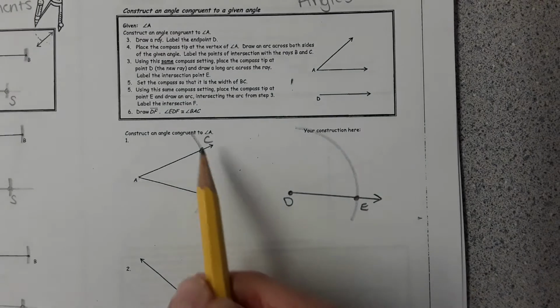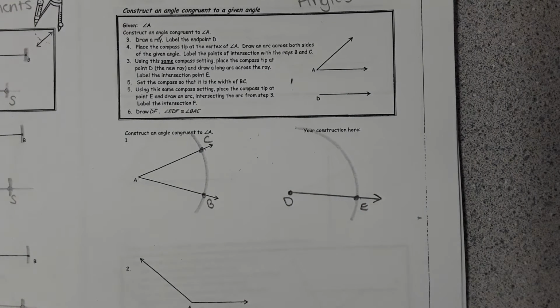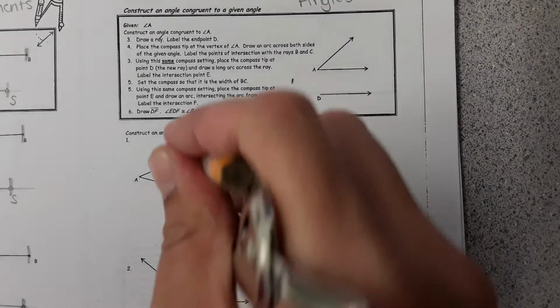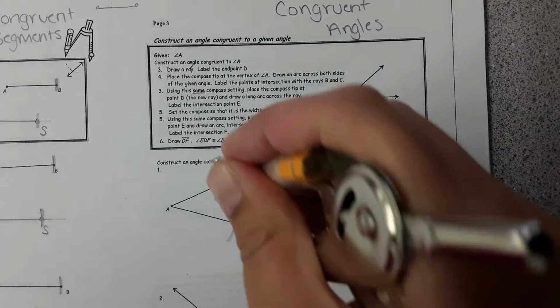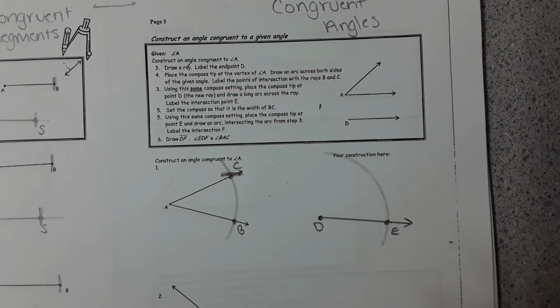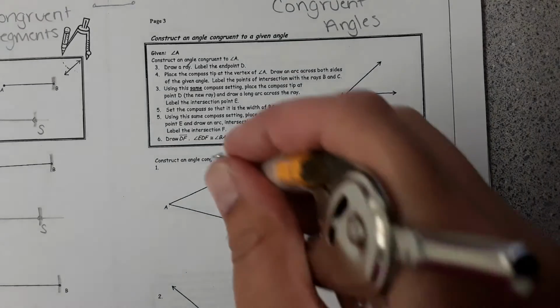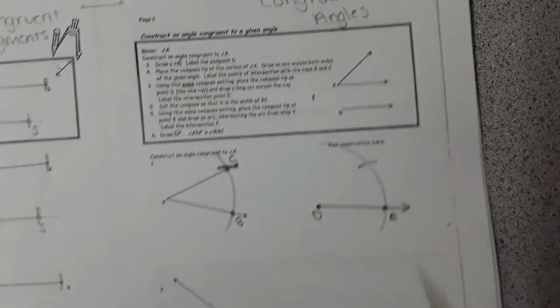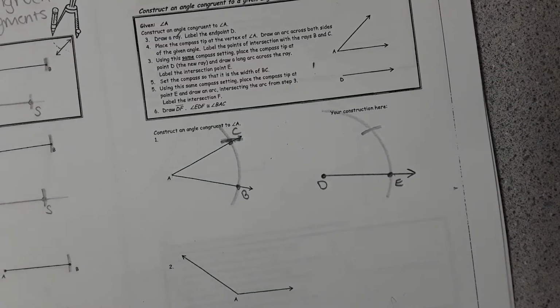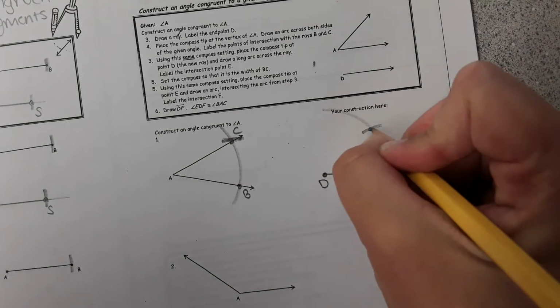I labeled the points B, C here, and then this is E. Then the next step is to measure the distance between B and C and make an arc there. So I measured the distance between B and C, made a mark here. And then using that measurement, put it on E and cross the arc. And this you can label point F.